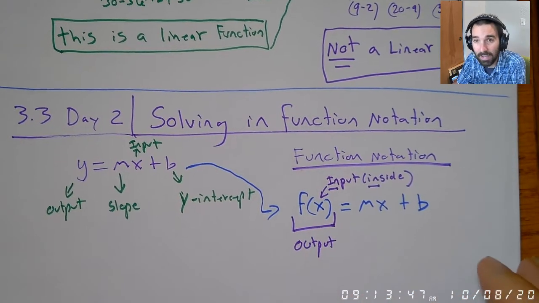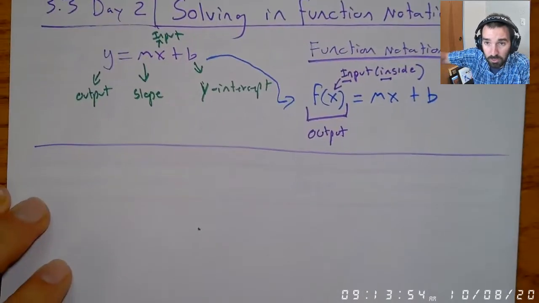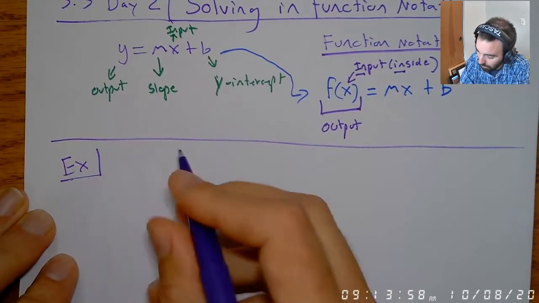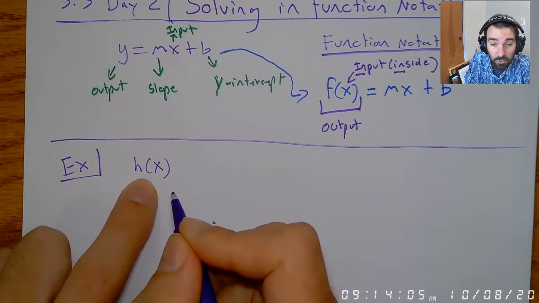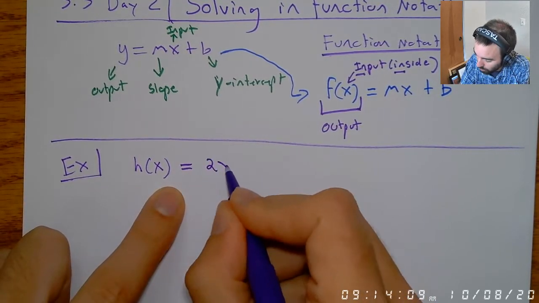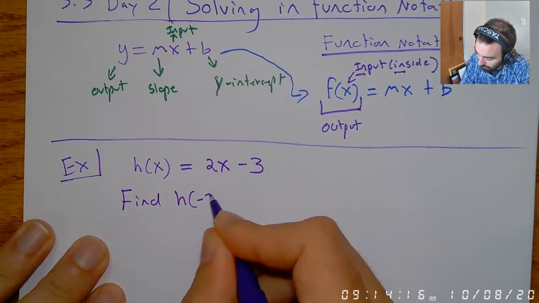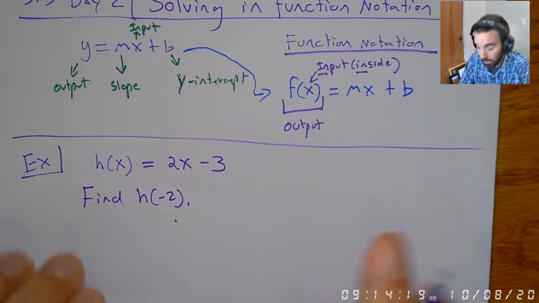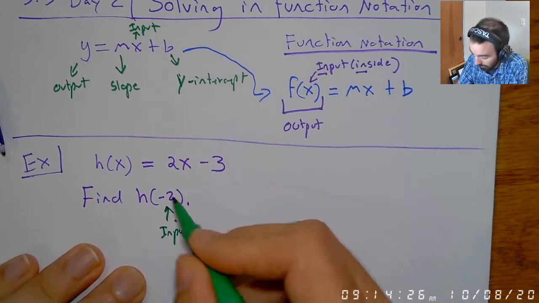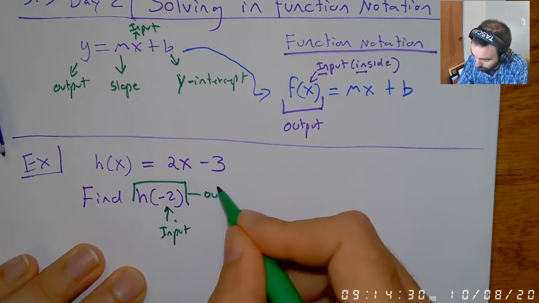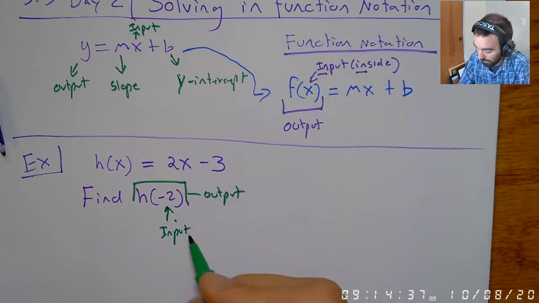We worked on plugging in a value, right? This is just a recap of last class. From last class, we might have h of x, right? We can change this letter, it doesn't matter, it's just a different name. So this function's name is h, equals 2x minus 3. Then we might say find h of negative 2. So we have to remember this is the input, and all of this is the output. So really this is saying find the output when the input is negative 2.